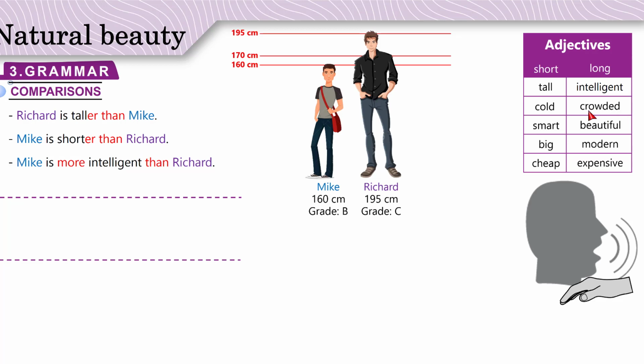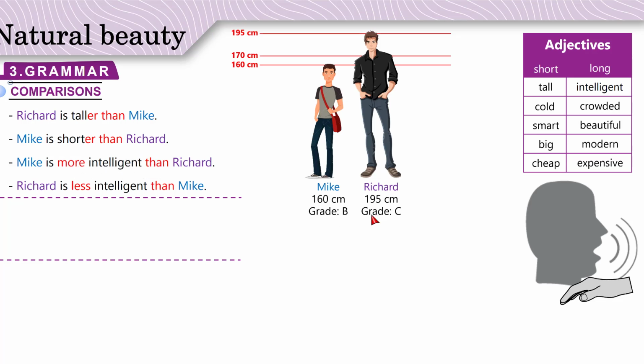No. We say more crowded than. More beautiful than. More modern than. More expensive than. Do you get it? Excellent. Now, if we want to start with Richard and keep talking about intelligence, we say Richard is less intelligent than Mike. Less is the opposite of more. Richard, grade C. He is less intelligent than Mike.